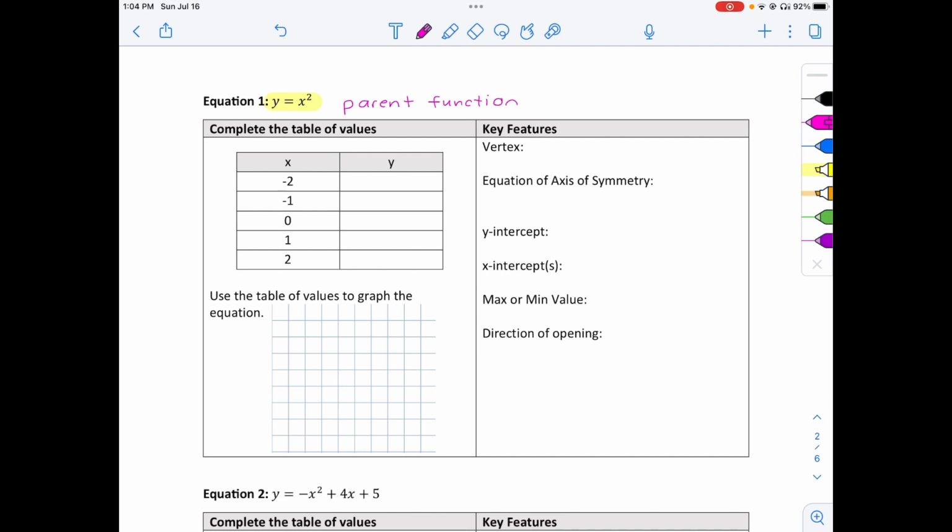First, we're going to look at a table of values, and we are going to complete the table of values based on our equation. I'm going to look at x values from -2 to 2, and I'm going to calculate what the y value would be for each of those. I'll just show my work off to the side here so you can see what's happening.